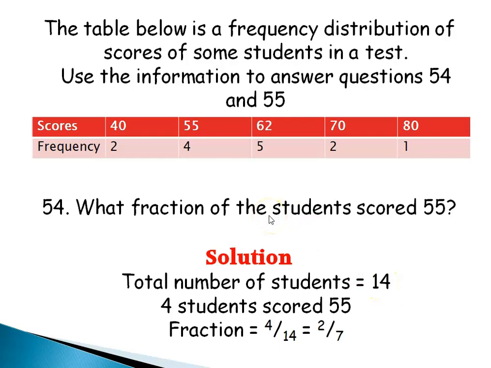Now they want us to find the fraction of students that scored 55. So how many students actually scored 55? We have 4. So 4 divided by 14 will give us the fraction of students that scored 55. 4 divided by 14. Okay, we can still reduce this to its lowest term. Divide both by 2. 4 divided by 2 is 2. 14 divided by 2 is 7. So 2 over 7 is the fraction of students that scored 55.